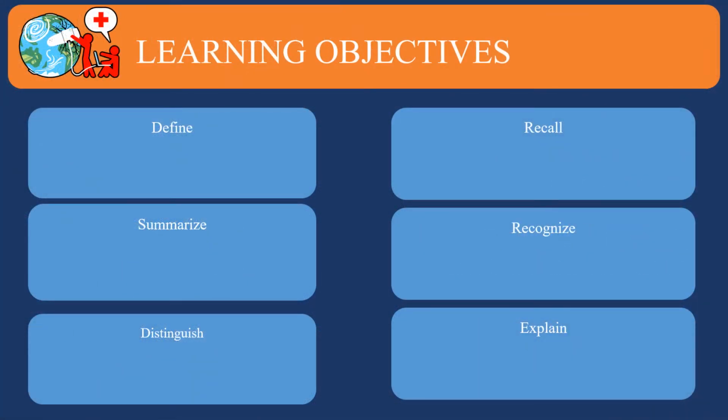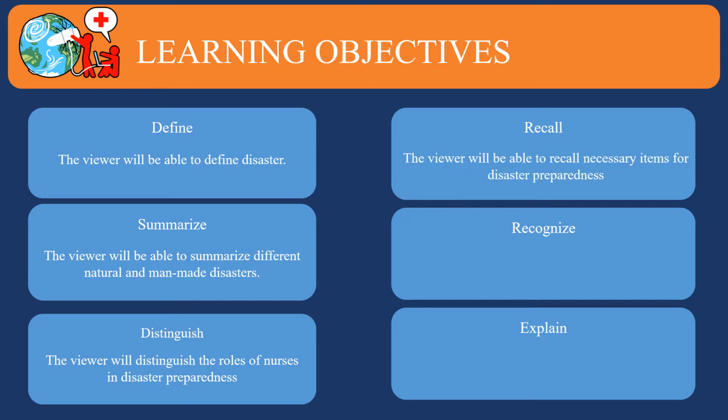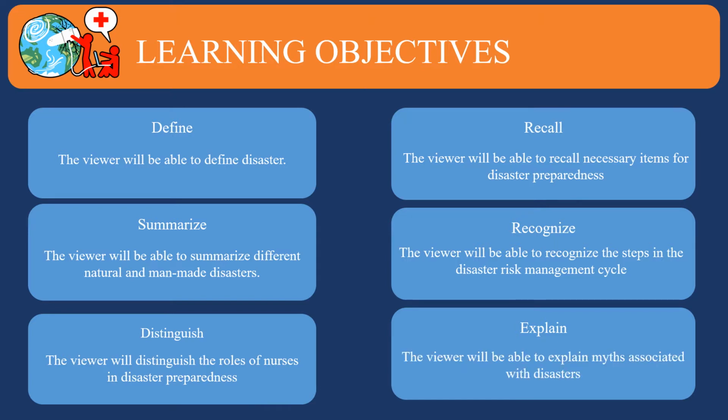The learning objectives for this presentation are: the viewer will be able to define disaster. The viewer will be able to summarize different natural and man-made disasters. The viewer will be able to distinguish the roles of nurses in disaster preparedness. The viewer will be able to recall necessary items for disaster preparedness. The viewer will be able to recognize the steps in the disaster risk management cycle. The viewer will be able to explain myths associated with disasters.